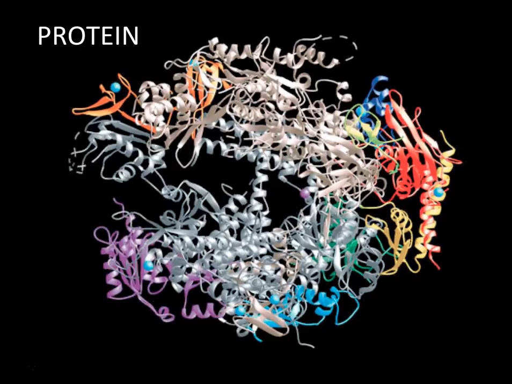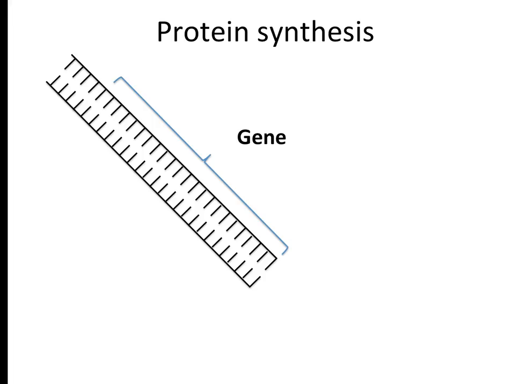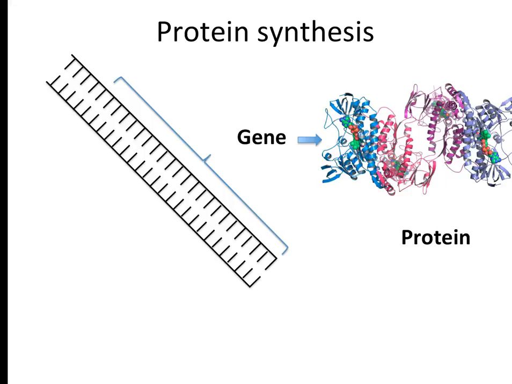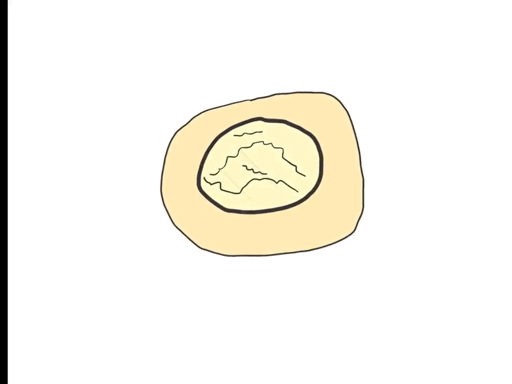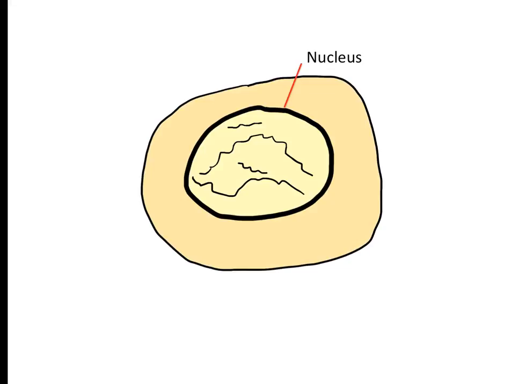So how do we go from a gene, i.e. a piece of DNA encoding for a protein, to the protein itself? This is what we're going to see next, and it's called protein synthesis. We start with the DNA, and the DNA is found in the nucleus. Now, you've learned at the start of the course that protein synthesis was taking place at the ribosomes. And as you can see here, these ribosomes are found in the cytoplasm.